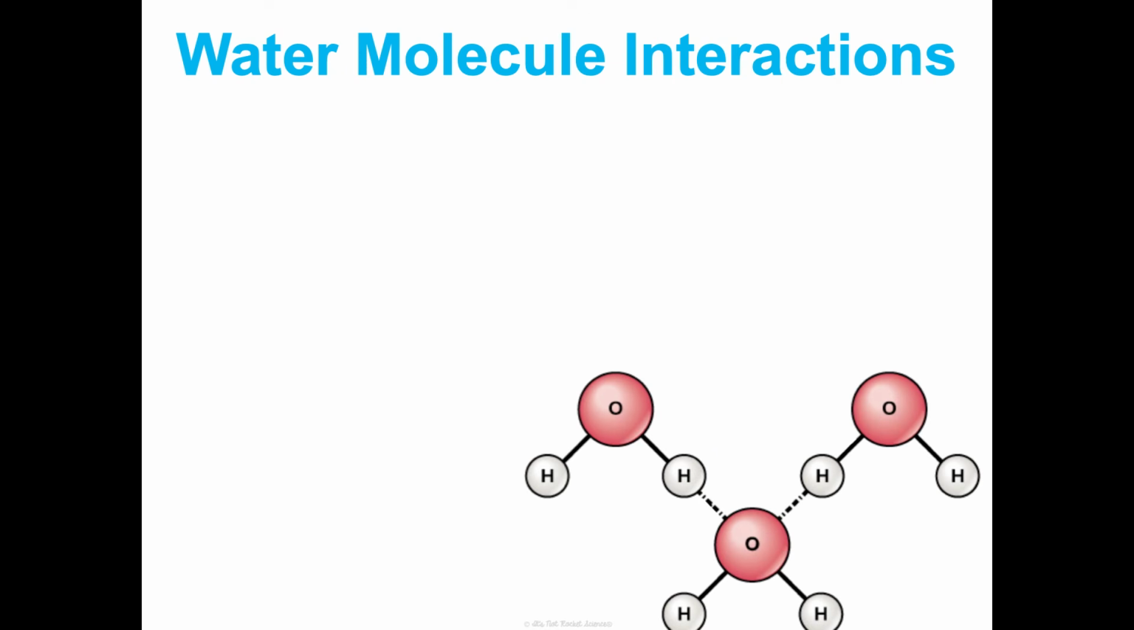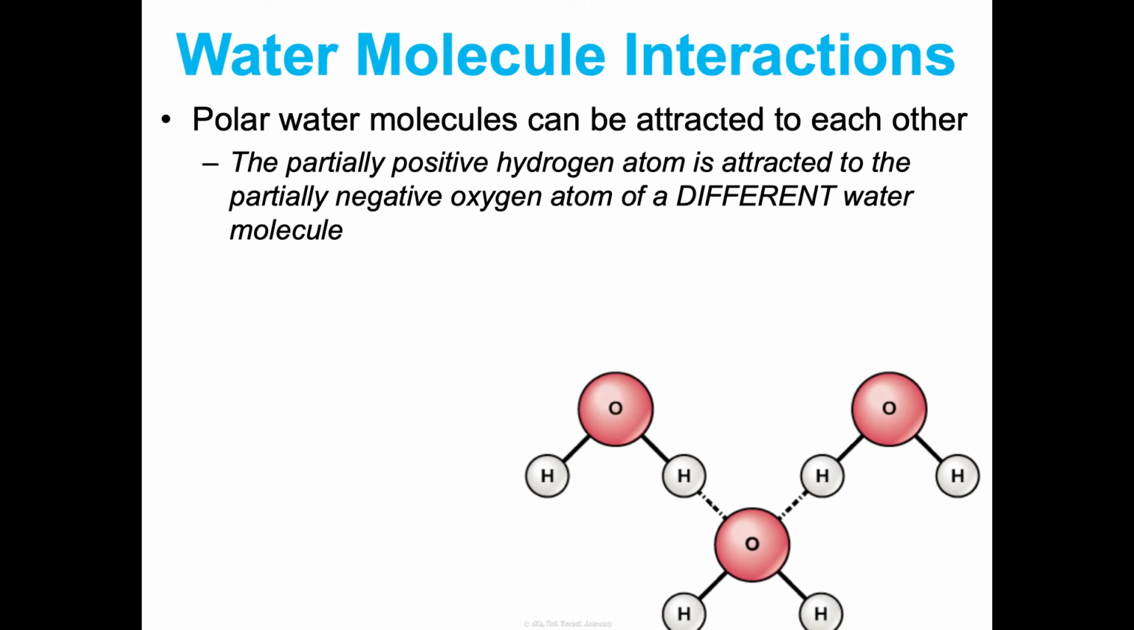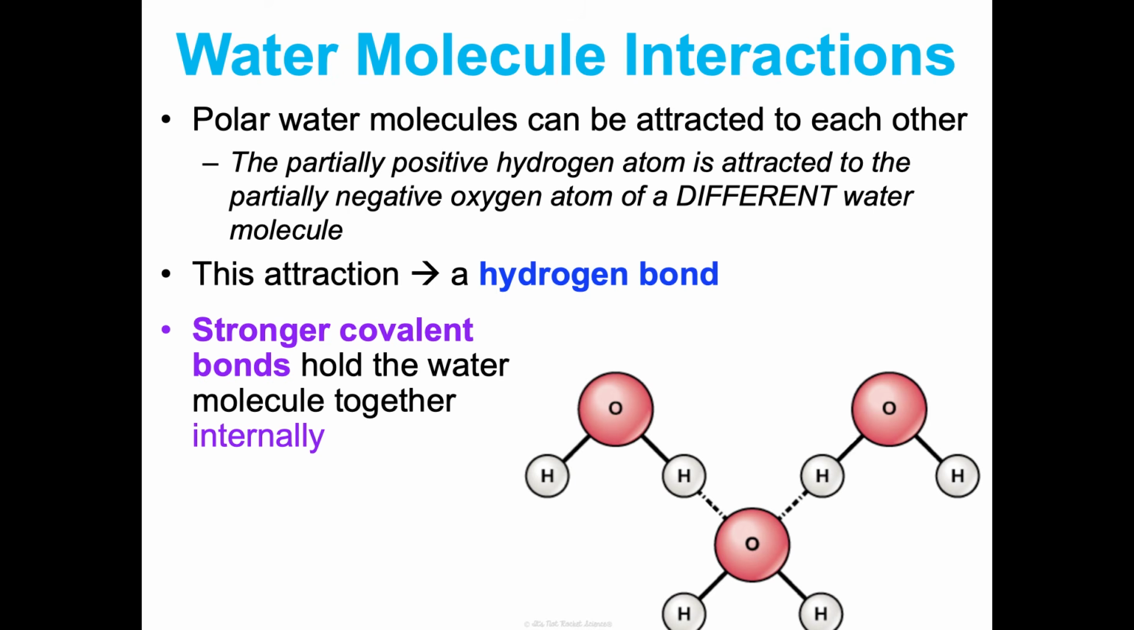So how do water molecules interact with each other? Polar water molecules can be attracted to each other because of those positive and negative partial charges. The partially positive hydrogen in one molecule of water is attracted to the negative oxygen in another molecule of water, and this creates a hydrogen bond. It's a super weak bond, but it's really important, and it does a lot of things in biology.